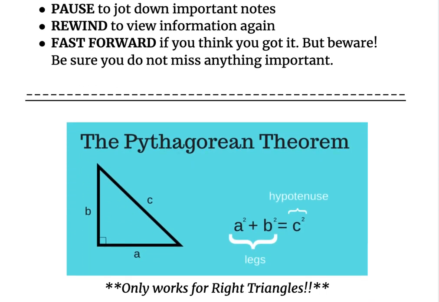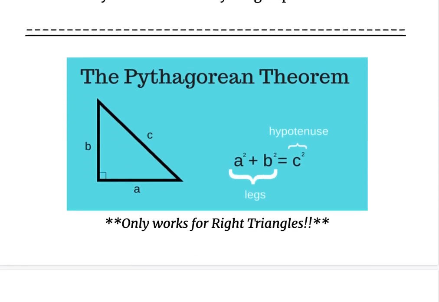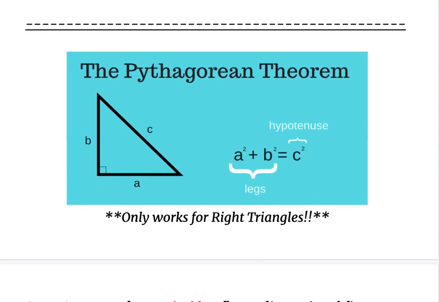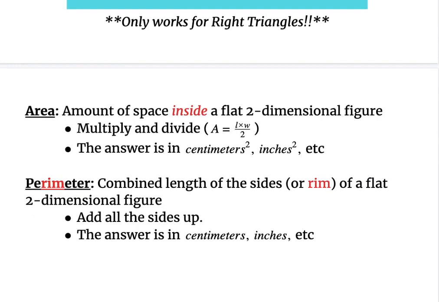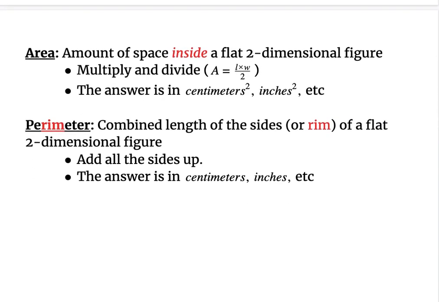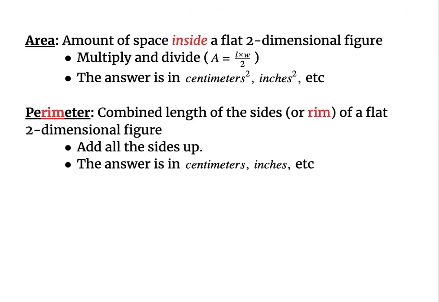So as a review, the Pythagorean theorem says that a squared plus b squared equals c squared, where a and b are the legs. The hypotenuse is the longest side across from the right angle, and it only works for right triangles. Today you're going to be using the Pythagorean theorem to find area and perimeter. So be sure that this is in your notes.